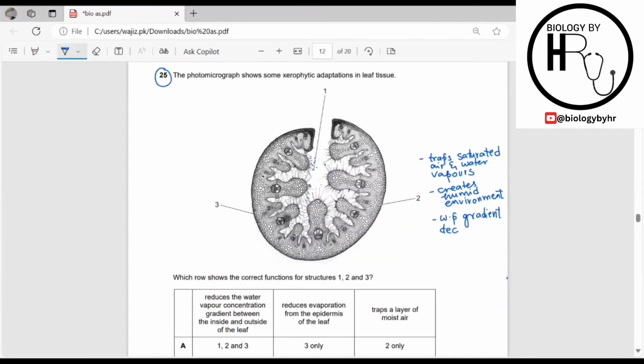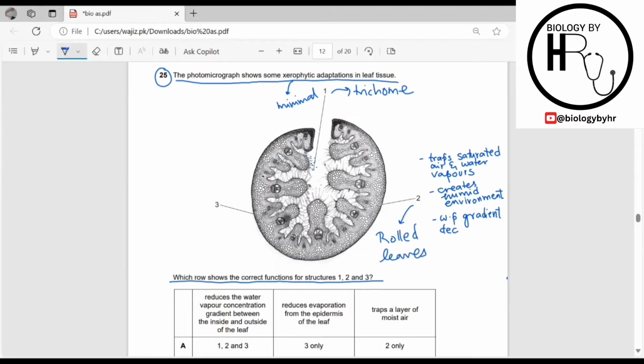Question number 25 says that the photomicrograph shows some xerophytic adaptations in the leaf tissue. We know that xerophytes are the plants which are adapted to live in a minimal supply of water. Which row shows the correct functions for the structures 1, 2 and 3? First of all, let us start labeling structures 1, 2 and 3. Structure 1 represents the trichomes. Structure 2 represents the rolled leaves. And structure 3 represents the thick waxy tissue.